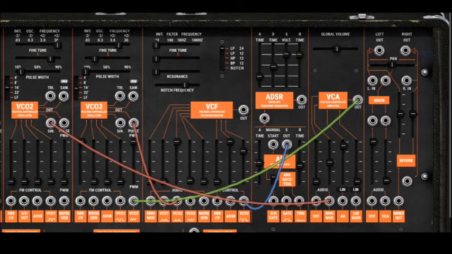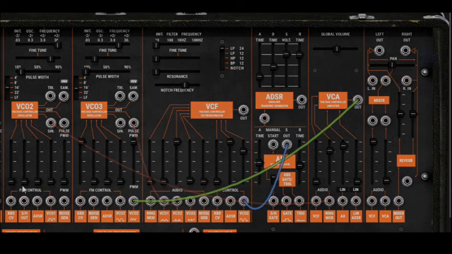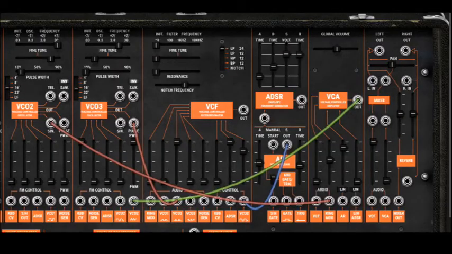And with that, we have left the original patch. Let me show some more modifications now. For example, changing the wave shape of the modulating wave, I patch the saw wave into the VCA. Or I add the sine wave of VCO3 to the sound and apply the notch filter.